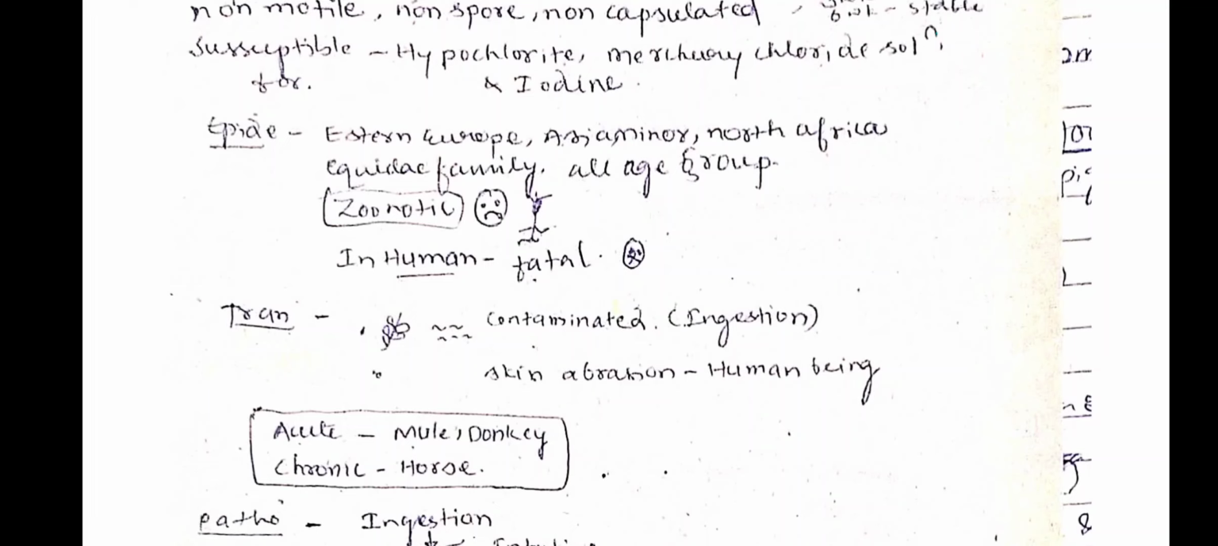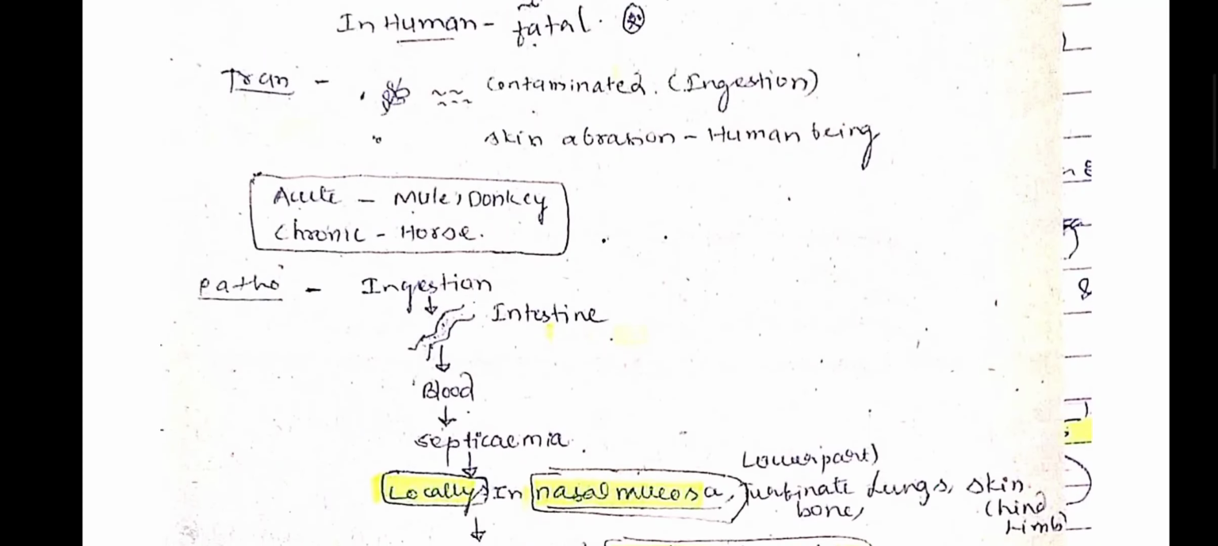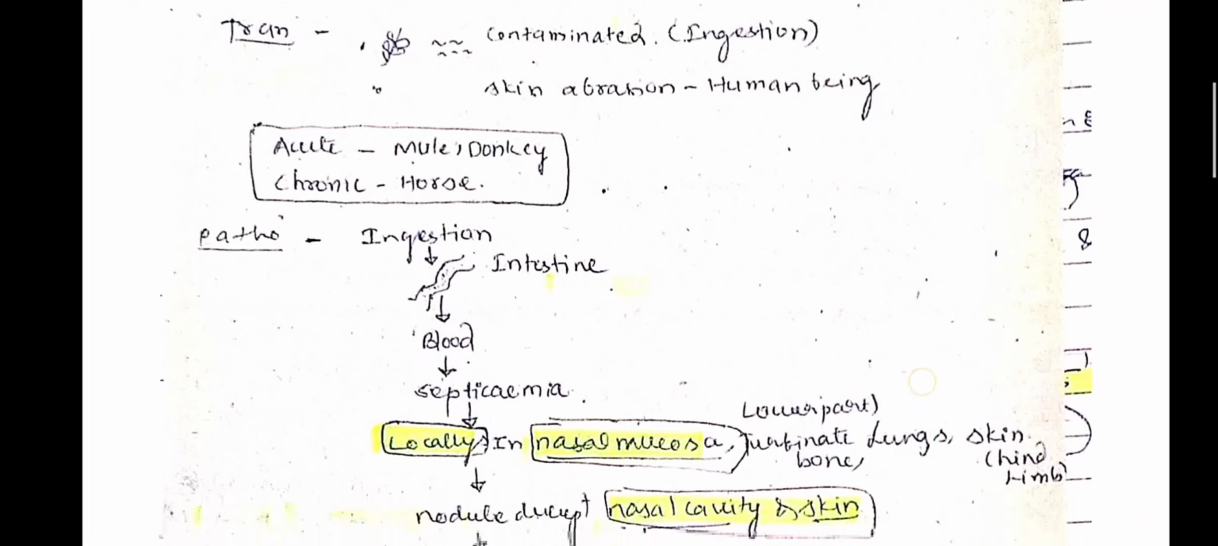When it comes to epidemiology of the disease, this disease occurs mainly in Equidae family animals, and affects all age groups of animals, which is a genetic one. In case of humans, this disease is fatal, and it is transmitted via contaminated feed and water, and the bacteria may enter the body via skin abrasions.